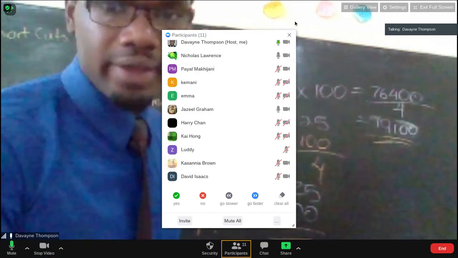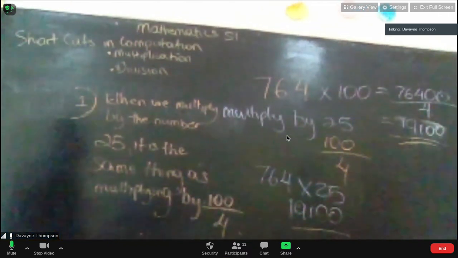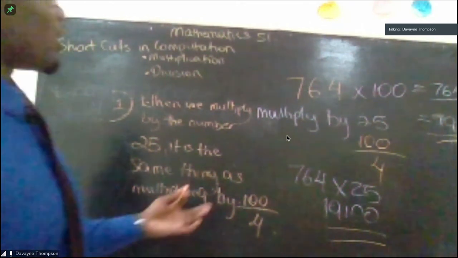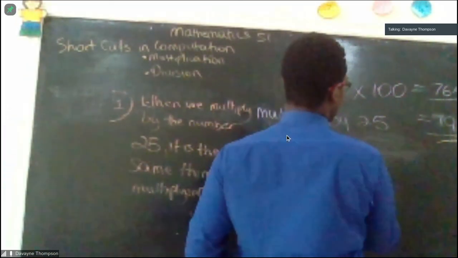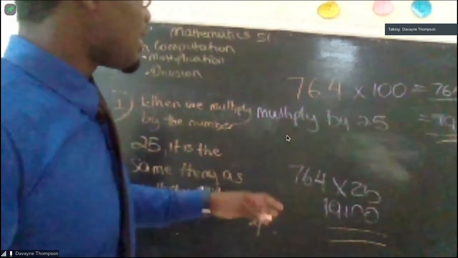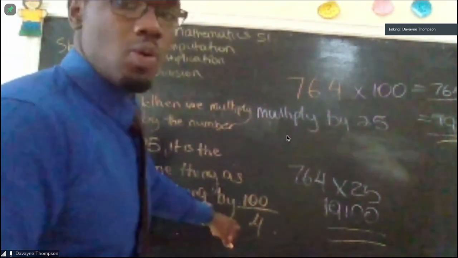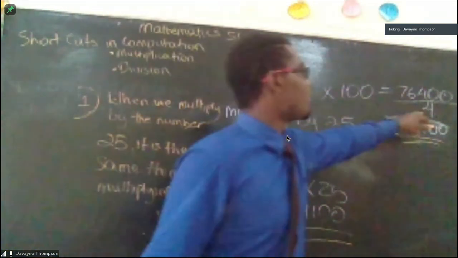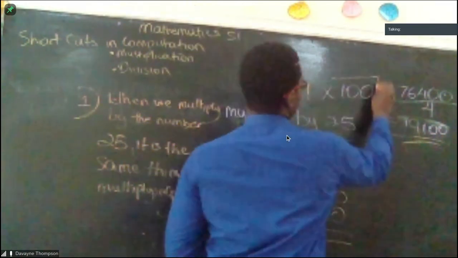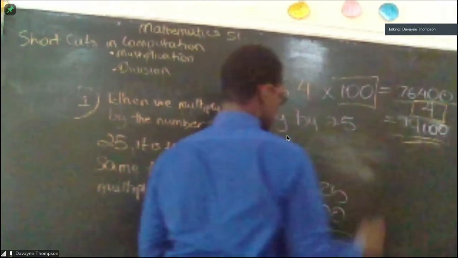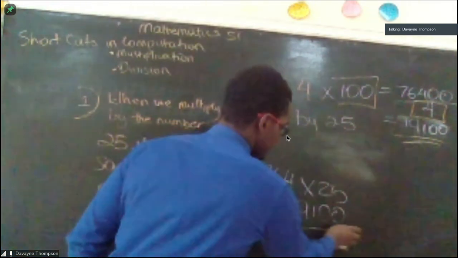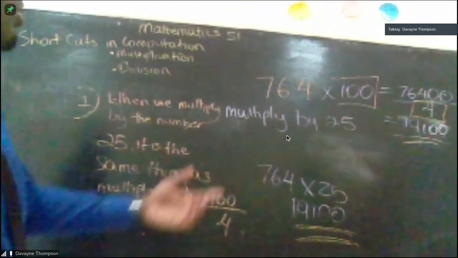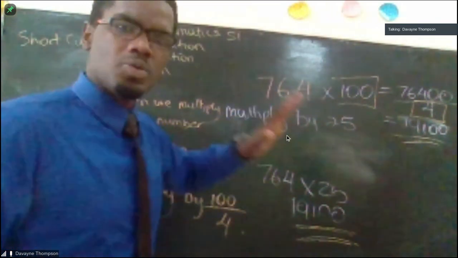Alright, who do we have? David and Cassania. So David and Cassania, we're learning how to multiply using shortcuts in math. If your question was to multiply a number by 25, we're saying that 25 is the same thing as 100 divided by 4. So you could multiply that number by 100 and then divide it by 4. And it will give you the same answer of 19,100. Any questions?